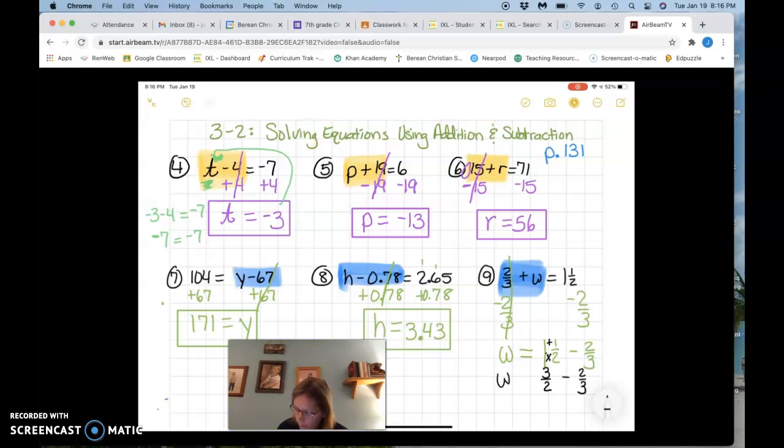Now, these fractions look very similar, but they are not. You cannot add these two numbers because they don't have the same denominator. When you're adding and subtracting fractions, they have to have the same denominator. So you can get a common denominator and solve it that way.